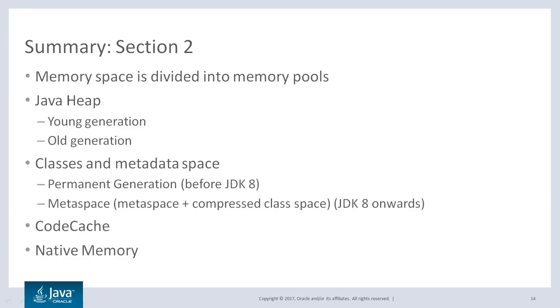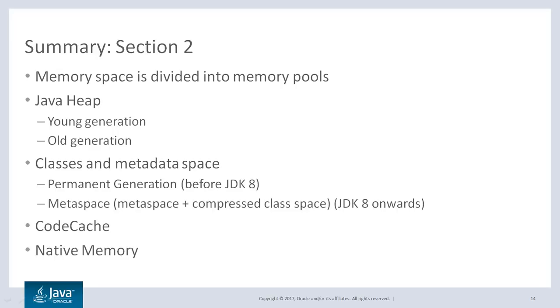To summarize, the HotSpot JVM divides the managed memory space where the Java objects are kept into generations called old and young generations. Objects get allocated into the young generation and then are moved to the old generation when they reach a certain age. Then there is a region managed by the JVM where classes and their metadata are stored.